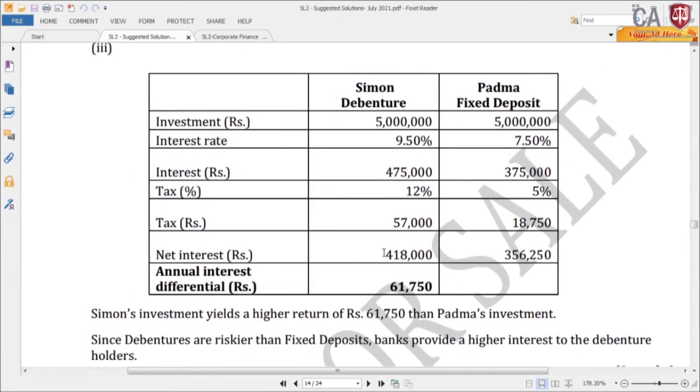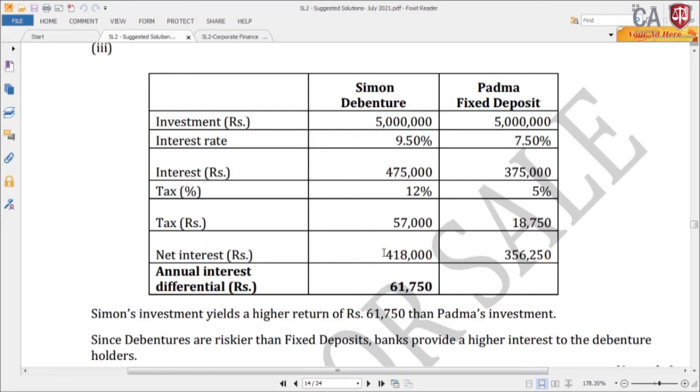You can see that Simon debenture 5 million and his wife's deposit 5 million, interest rate 9.5 and 7.5. Accordingly, the interest income is given 475,000, 375,000. Tax rate, two investment opportunities are two different rates, 12% and 5%. So net amount, net of tax, both investors get 418,000 and 356,000. So difference between the interest income of both 61,750. Very simple question. 61,000 is more.